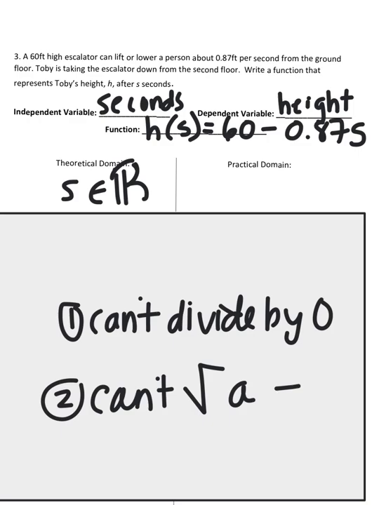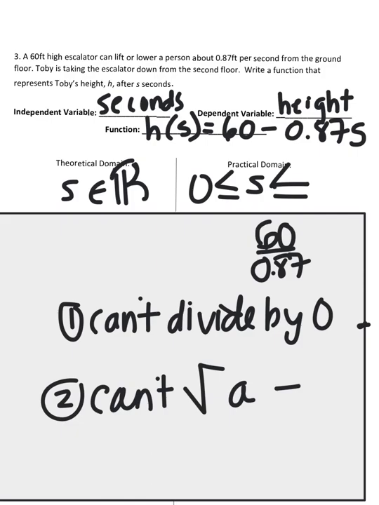Practically speaking, though, Toby can only be on the escalator for a positive number of seconds. So his practical domain needs to start at 0, and he has to get off the escalator at some point. He's only going to be on the escalator for however long it takes him to get to the ground. So 60 divided by 0.87 tells me that in about 69 seconds he'll be on the ground floor. At 70 seconds, he'd no longer be on the escalator. So the only time that makes sense for him is 0 to 69 seconds.